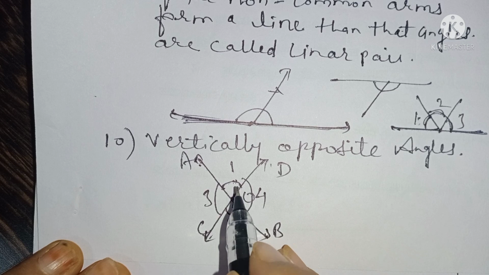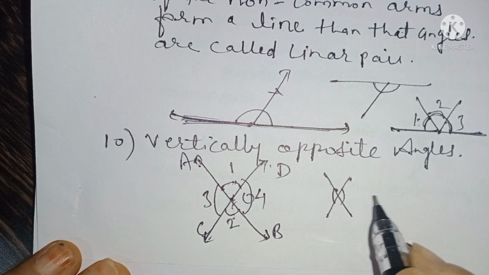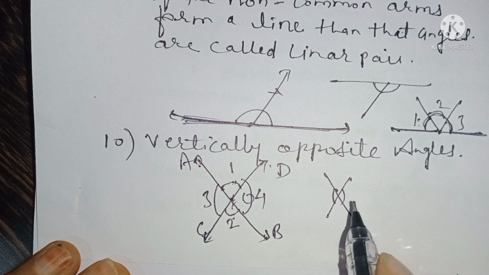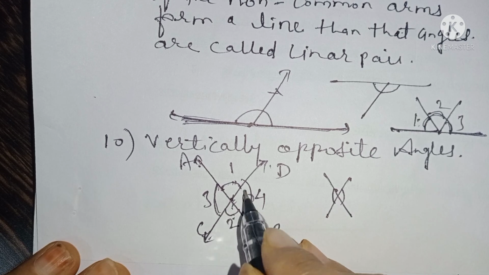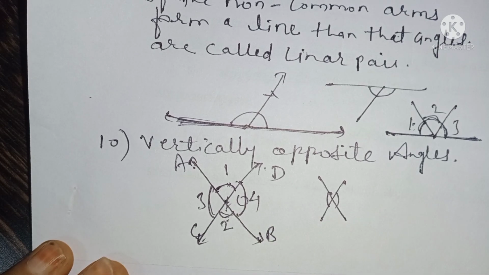So always keep in mind that whenever two lines intersect each other, they form vertically opposite angles, and vertically opposite angles are always equal in measure. Suppose if angle 3 is 40, then angle 4 will also be 40, and if angle 1 is 30, then angle 2 will also be 30. That's all.